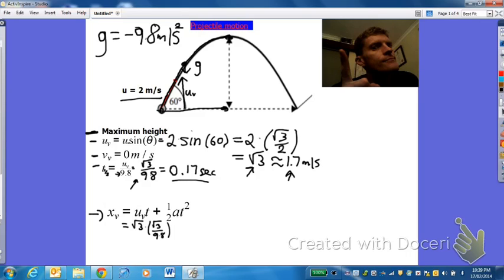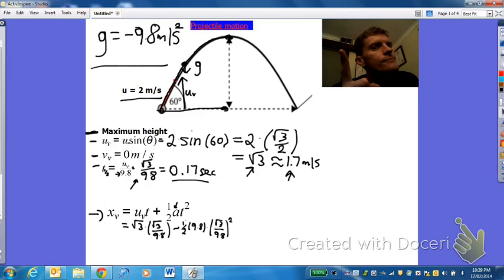Second term, half a t squared. Now this acceleration needs to be negative 9.8 meters per second squared. That's our acceleration due to gravity. So we put that in: half, subtract half of 9.8 meters per second squared, and now our time value squared. Root 3 over 9.8, squared.